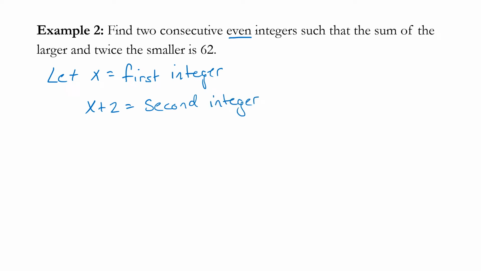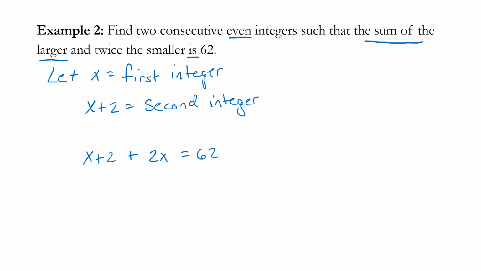We are now going to write our equation. So it says the sum of the larger, so the larger is the second one, so x plus 2, and it says sum, so I'm going to do adding, twice the smaller, so 2 times the first, so 2 times x is equal to 62. Remember, is means equals.